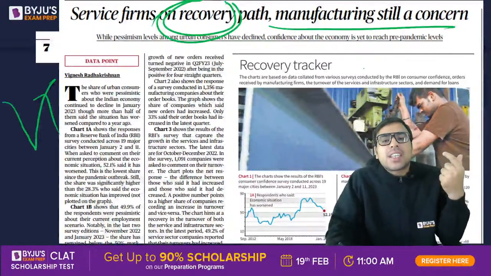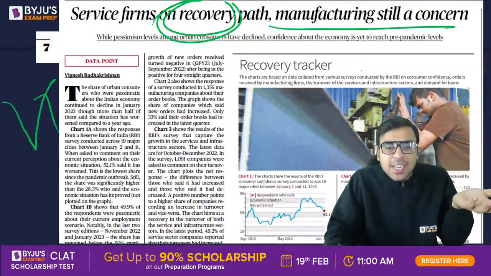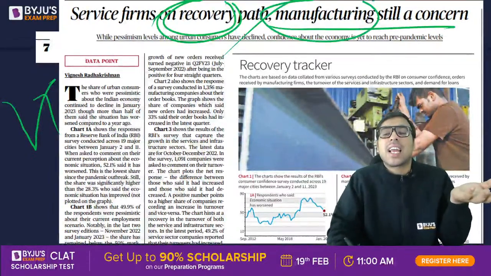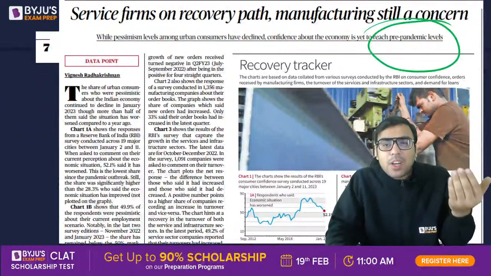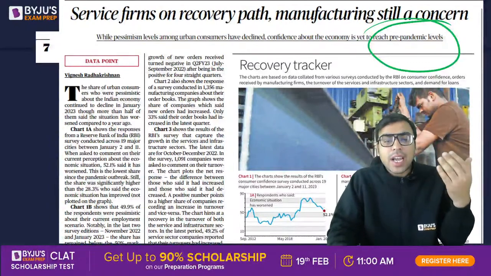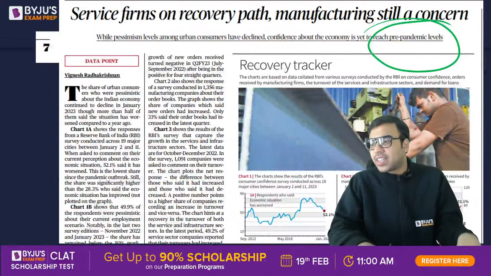So services are recovering, that is, the tertiary sector is good as far as recovery is concerned, but manufacturing is still a concern. It is still not at the pre-pandemic level, or you can say not as good as it should be. जितना होना चाहिए उतना अच्छा अभी भी manufacturing नहीं. So go and read about it.